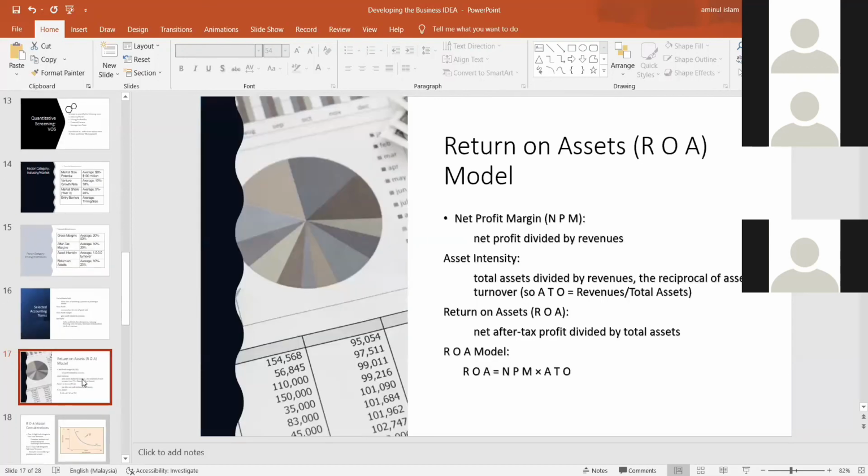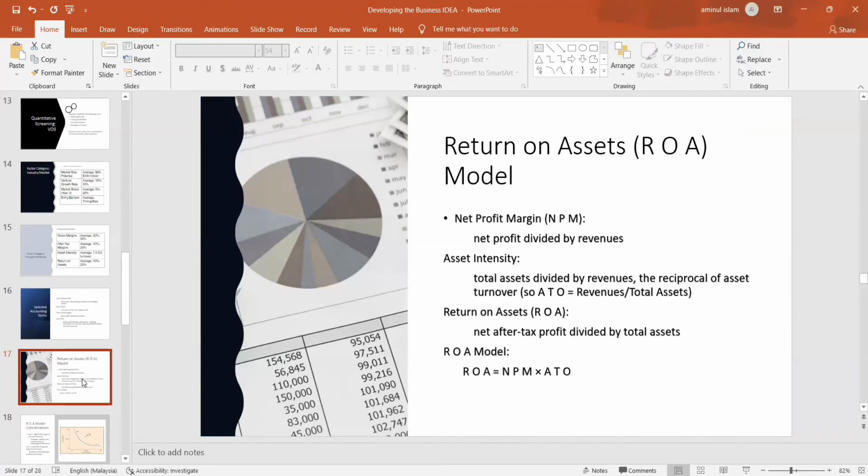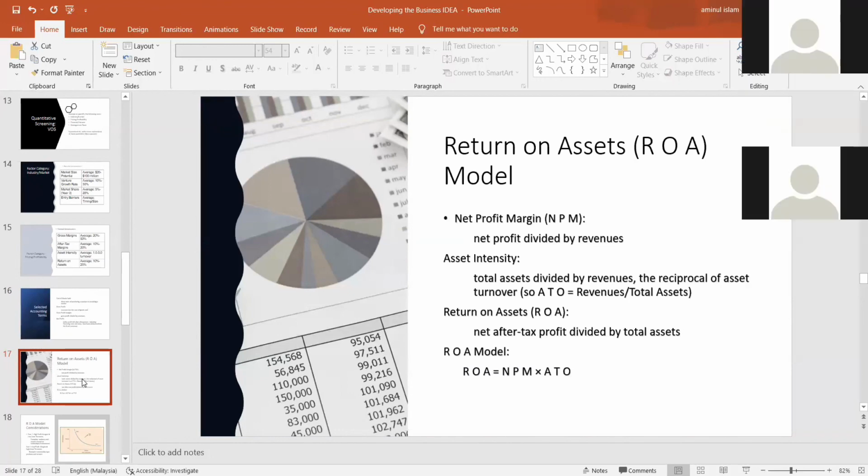But what is more important here is the return on asset model. So we look at return on asset: the amount that you have invested, and from there, how much return are you getting? When a person is investing in a project, he has a certain expectation that he is going to earn that percentage of return from this investment.